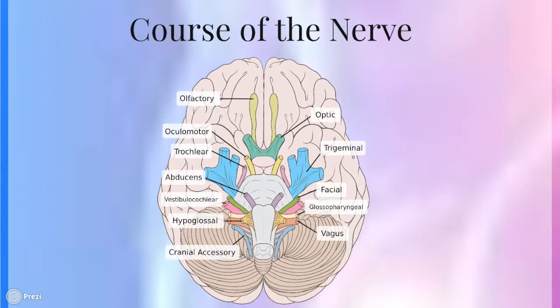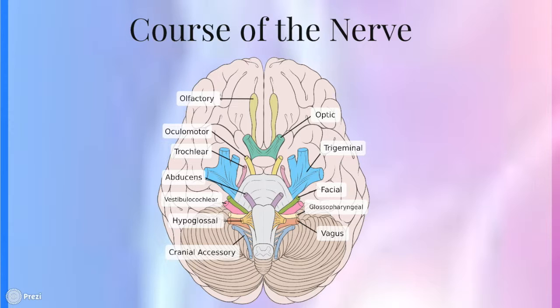Next, we will be outlining the course of the nerve. The trochlear nerve begins in the trochlear nucleus. It comes out from the posterior midbrain. It then moves anteriorly and inferiorly in the subarachnoid space. Then it intersects the dura mater that is right next to the posterior clinoid process of the sphenoid bone.